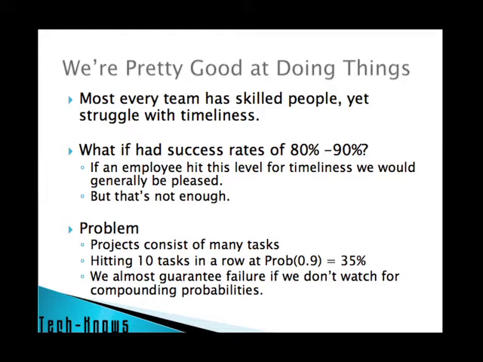If you go down your critical path and you have to hit, let's say, 10 tasks in a row, and in a big project you're going to be doing a lot more than that, and you hit them 90% of the time, your chances of success at the end of being right on time is about a third. So we pretty well guarantee failure if we don't watch the compounding probabilities and put enough slack in our system, or have too many ways to get to the end, too many critical paths.